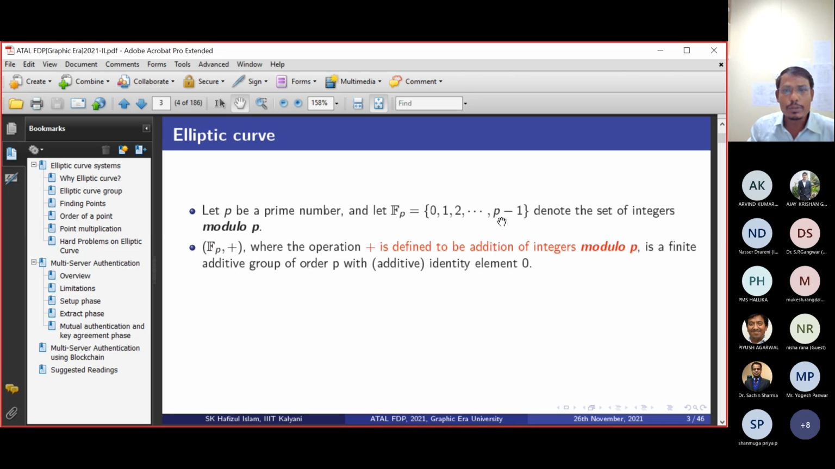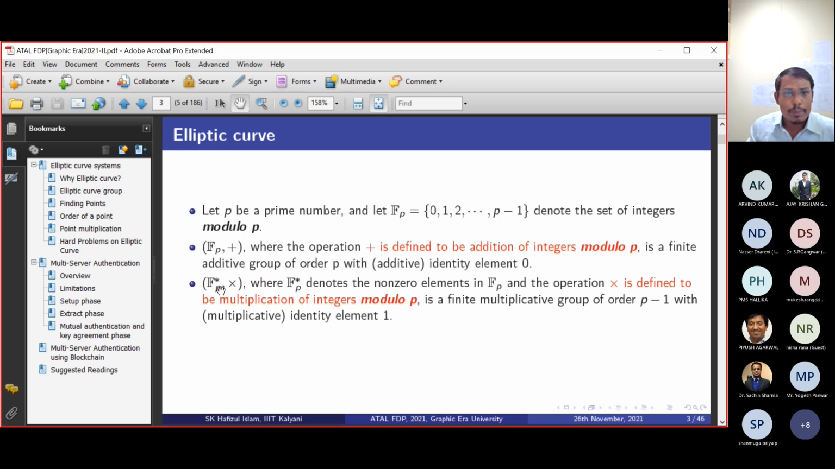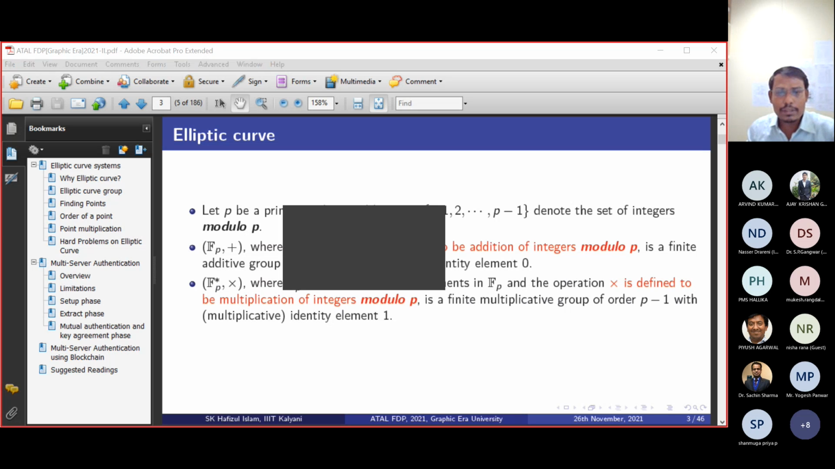So F p, that means this set of elements together with the addition modulo p operation, satisfies all the four properties. Here F p star will include only the invertible elements together with multiplication modulo p. So what is this operation? This is nothing but A times B mod p. This is not a simple multiplication, right? So F p star with this multiplication modulo p also forms a group.